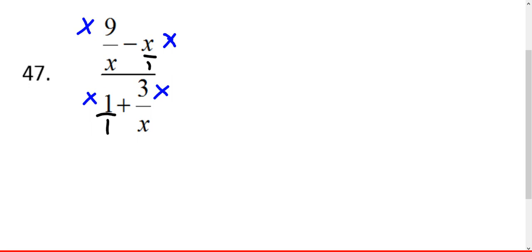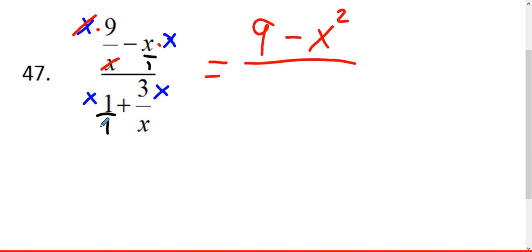Here we get x times 9 over x. These x's are going to cancel out. That's going to be the fastest way to handle that. We get 9 minus x times x, which is x squared. Since the denominator was 1, nothing canceled. X times 1 is x. Here these x's cancel out again. So it's just plus 3.